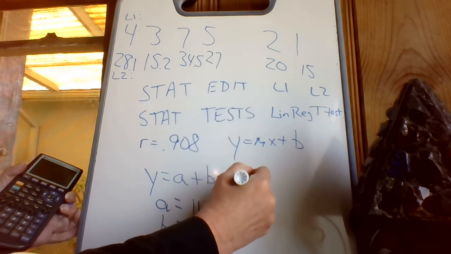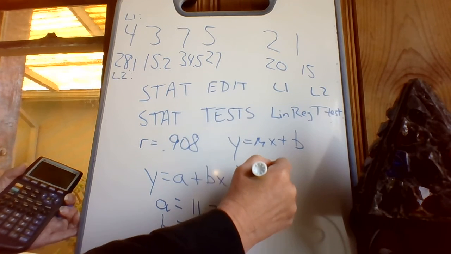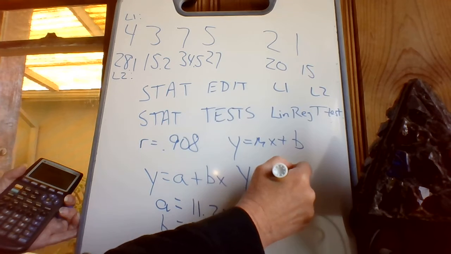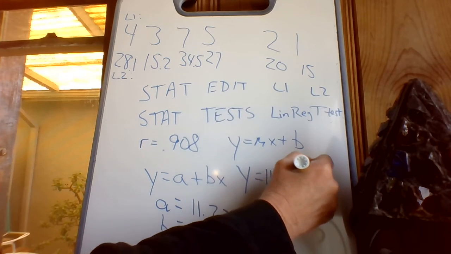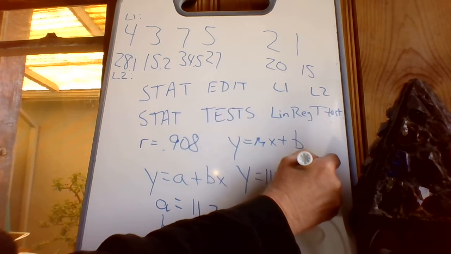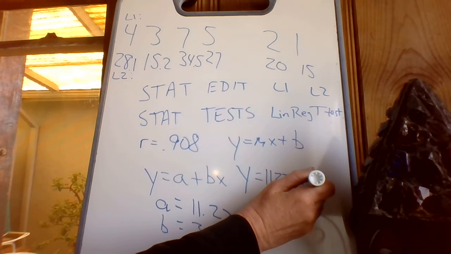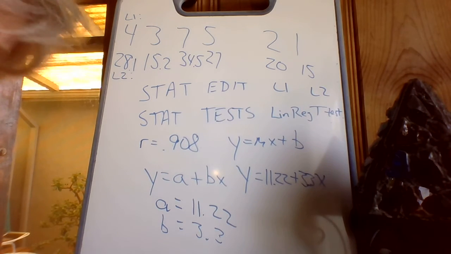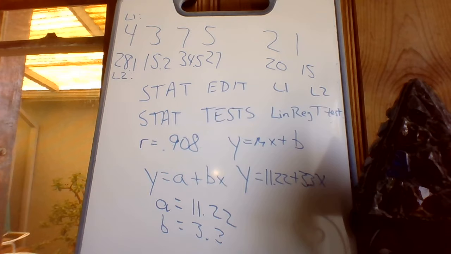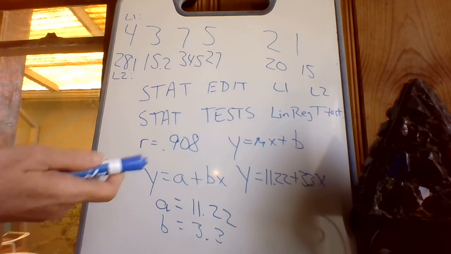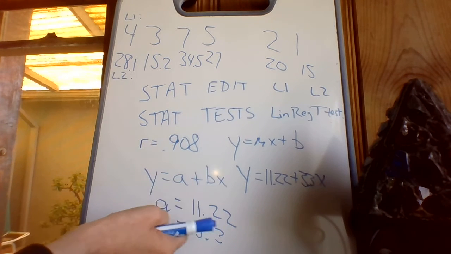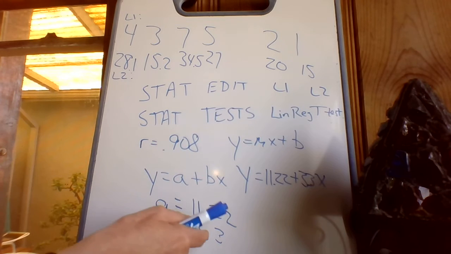All right, so I write down y equals 11.22 plus 3.3x. All right. And this bothers me. I mean, it's fine. I just read that off there, and I put the A right where it belongs, and I put the B right where it belongs.